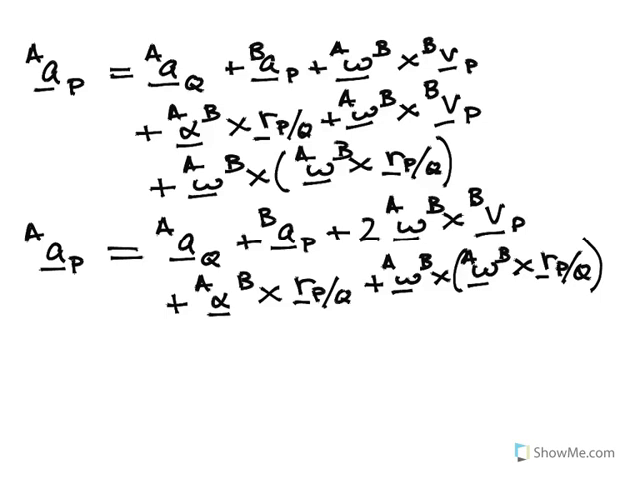And it shows you that there are different constituent parts to what's happening when you actually transport from one frame to the other. For example, the last term in here, this omega BA crossed with omega BA crossed with RP relative to Q, is often what's called the centripetal acceleration. The alpha BA crossed with RP relative to Q is what's called the Euler acceleration. And the 2 omega BA crossed with VP and B is what's often called the Coriolis acceleration.